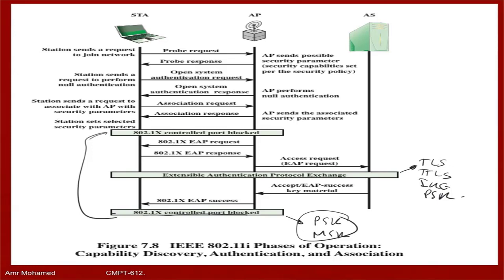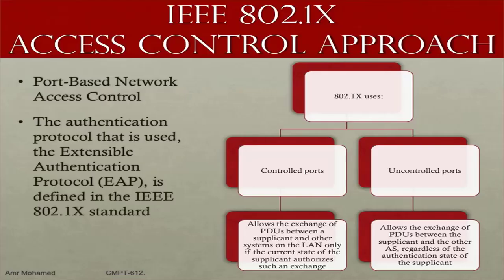Okay, so we have to go through the next phase for key generation. So this slide explains this concept, it summarizes the concept of controlled ports versus uncontrolled ports. When we talk about controlled ports, a controlled port could be a physical port if we're talking about Ethernet wired access, or a logical port in the case of wireless.